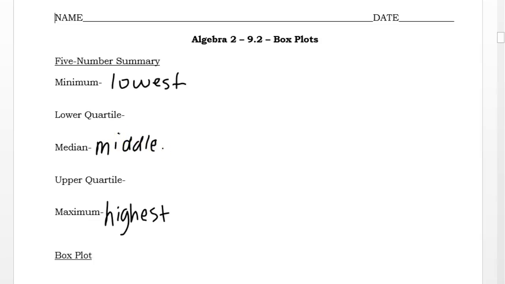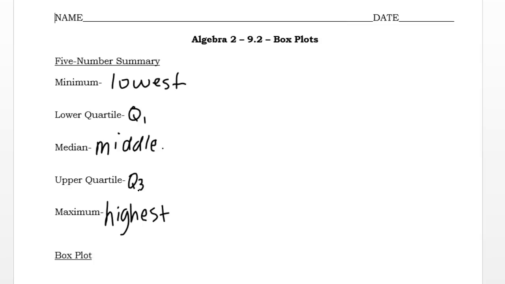The next two are usually the most confusing. The lower quartile and the upper quartile, sometimes called Q1 and Q3. The word quartile stems from the word quarter. So if you think about the median splits it in the middle, the quartiles split your data at the quarters.